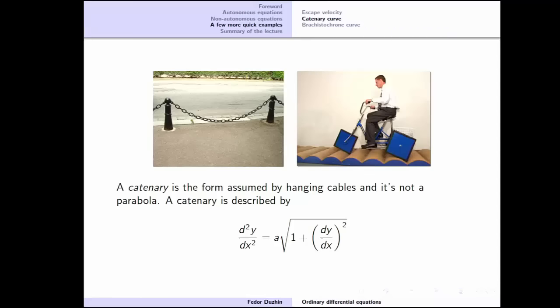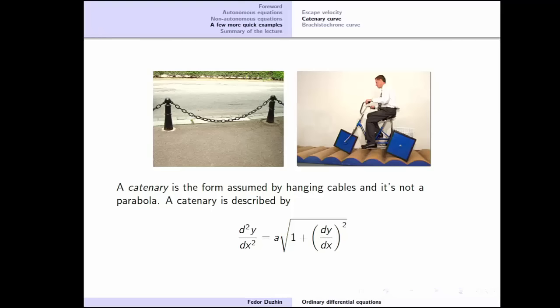Okay, and finally, two more little very cute scenarios that involve models with differential equation. So here I'll just skip all the details. The first of them is the catenary curve. Right? So it is the form assumed by hanging ropes.